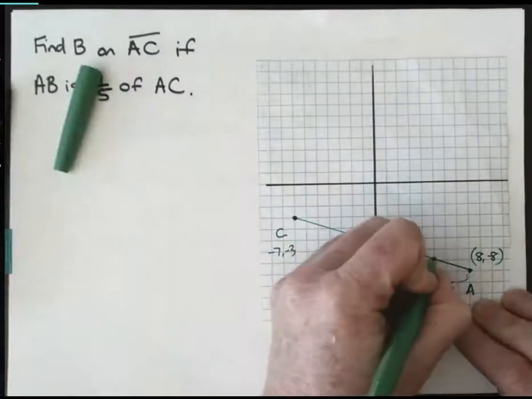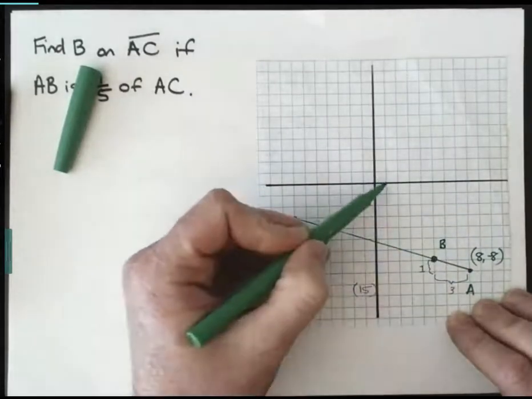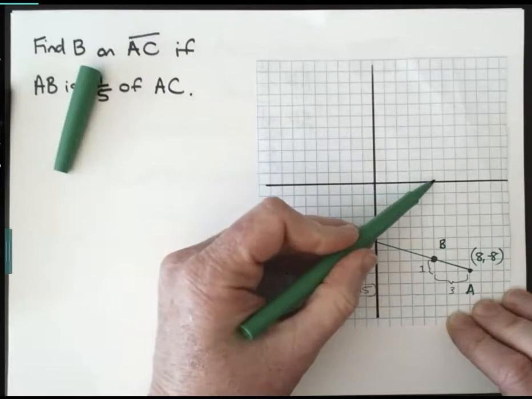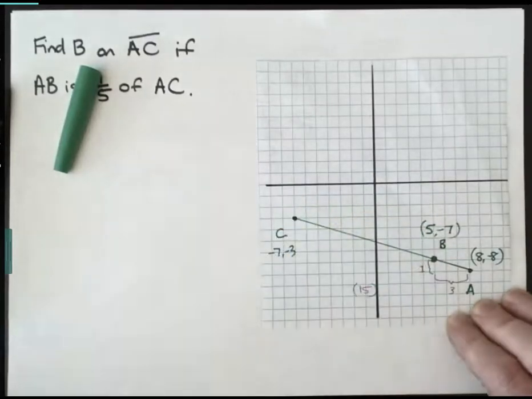And B is right here. So let's see, what is that? 1, 2, 3, 4, 5, down 7. Okay.